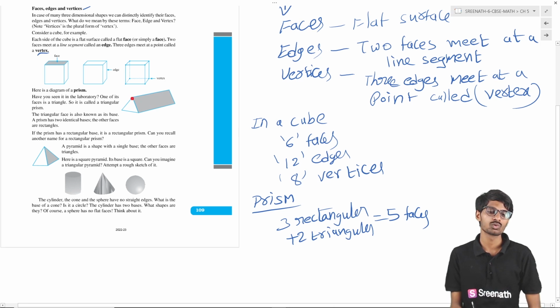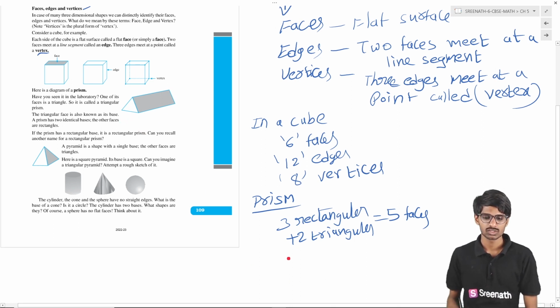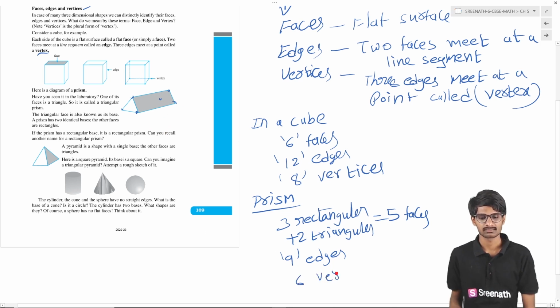1, 2, 3, again 4, 5, 6, 7, 8, 9. This is a rectangle on the ground side, and 4 plus 5, 6, 7, 8, 9. That's it, students. So it has 9 edges. How many vertices? 1, 2, 3, 4, 5, and there will be another one. So total 6 vertices. So this is the case about prism, students.